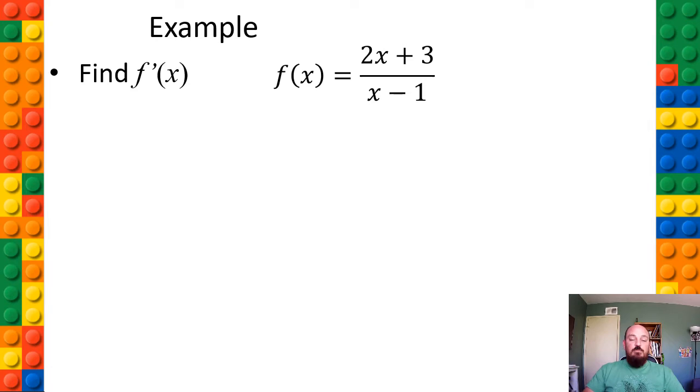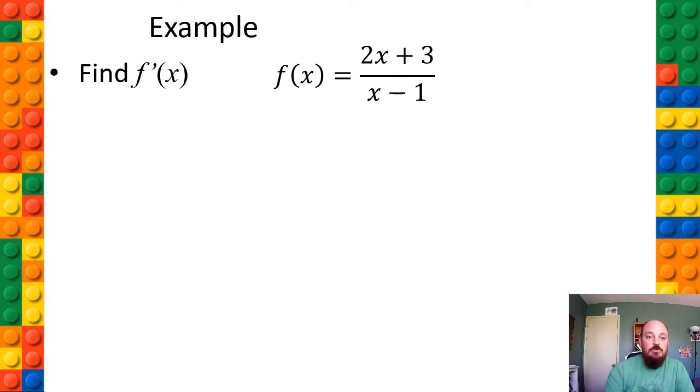Let's find f prime of x for this function right here. And this is clearly a quotient rule question. f of x is a fraction. You have 2x plus 3, which is a function with an x in it on top, and you have x minus 1, another function with an x in it on bottom. So this is definitely a quotient rule question.